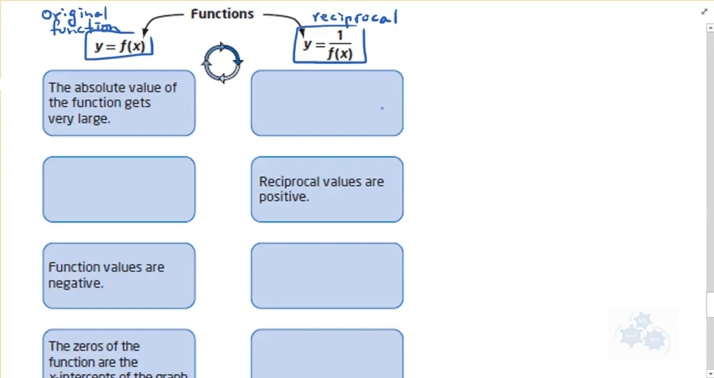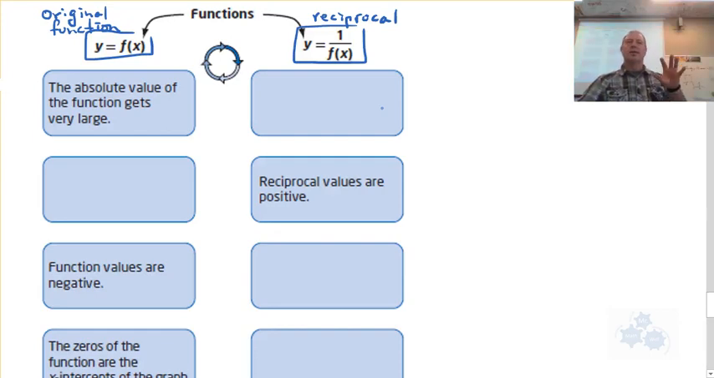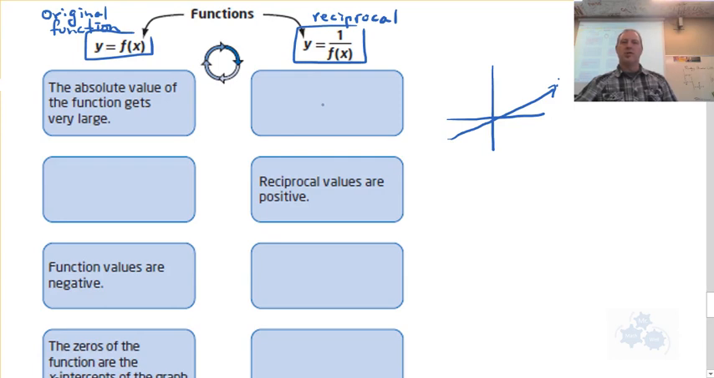Okay, so as we compare the original function and the reciprocal function, let's compare these categories here, these columns. The absolute value of the function gets very large. So let's think about this. As the absolute value of the function gets very large up here, as it starts to increase and increase, what happens to the reciprocal function? The original graph gets very large. What happens to the reciprocal function?